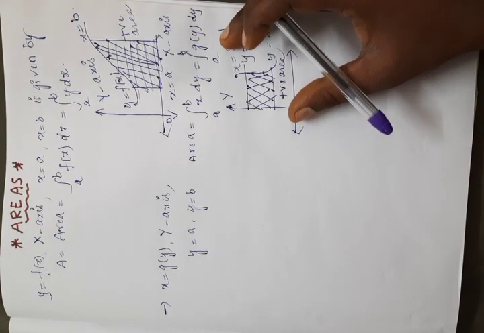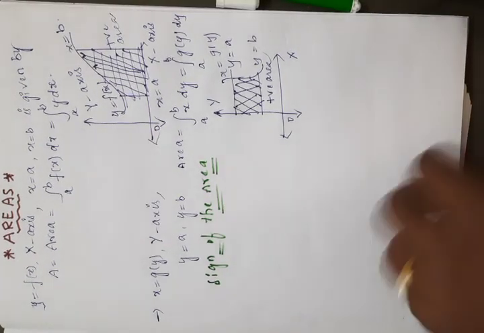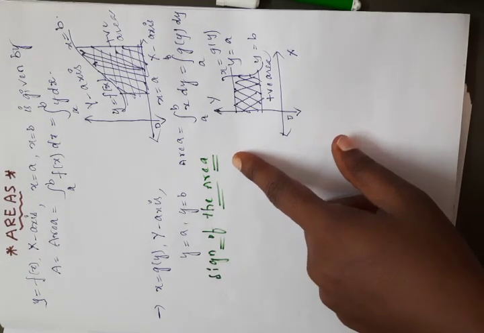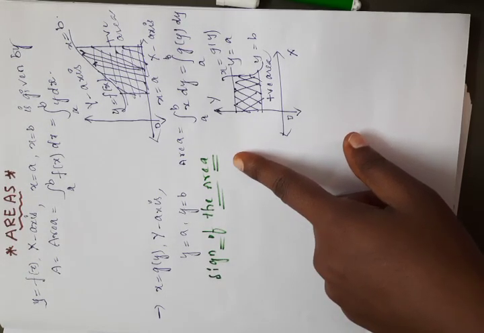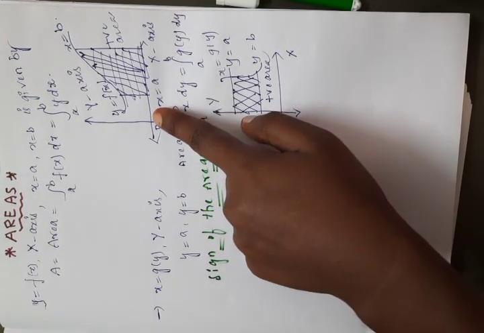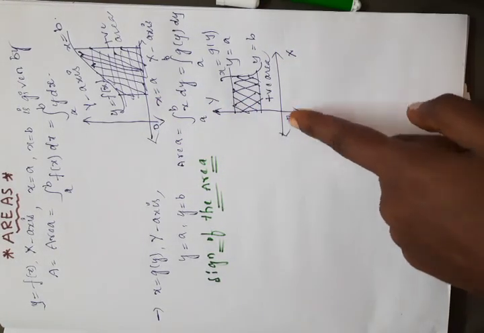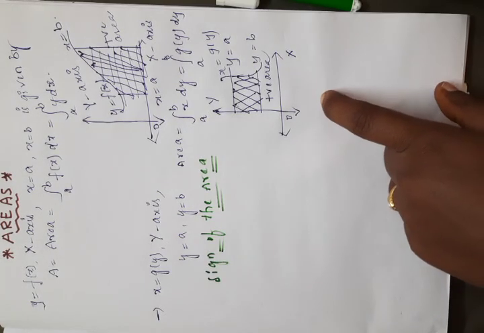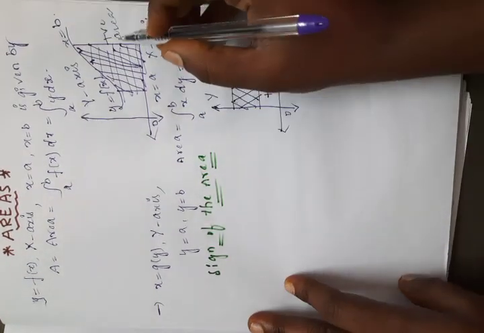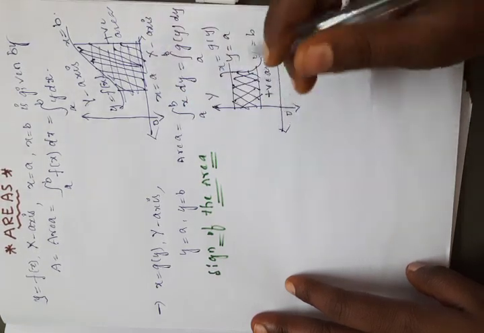Now let us discuss the sign of the area. What is the sign of the area? An area whose boundary is described in the anti-clockwise direction and lies above the x-axis is considered as positive, and an area whose boundary is described in the clockwise direction and lies below the x-axis is taken as negative. Let us see here. This area is above the x-axis. If we consider an area below the x-axis, then it should be negative area.